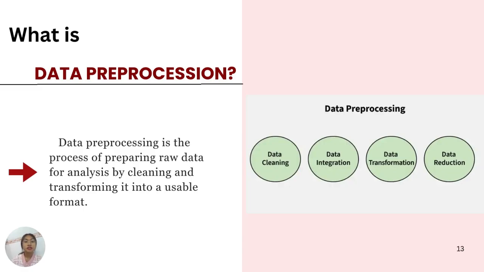Data preprocessing is the process of preparing raw data for analysis by cleaning and transforming it into a suitable format. In the image on the right-hand side, this is the process of data preprocessing. First, we have data cleaning, which identifies and corrects errors in the dataset; data integration, which means merging data from various sources into a single unit; data transformation, which converts data into a format suitable for analysis; and the last one is data reduction, which reduces the dataset size while maintaining the key information.